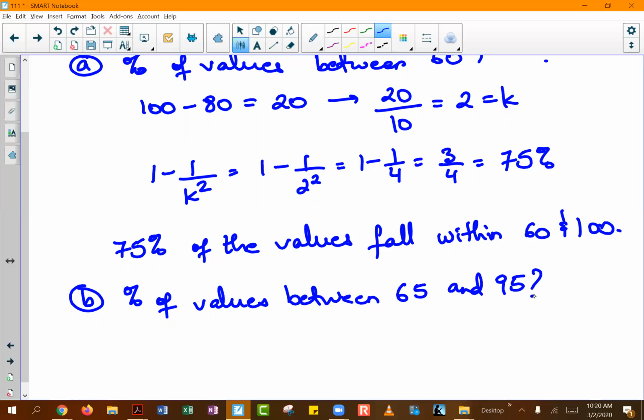So what does our k value come out to be? What did we get for the K value? 1.5. 1.5, yeah. So if it's 1.5, which means it's less than 2, which means your percentage has to be less than 75%, right? So kind of keep that in mind.